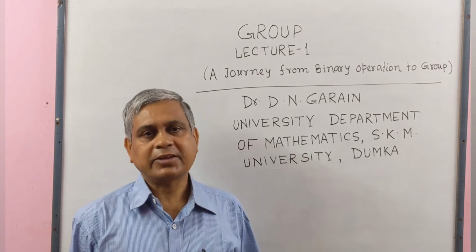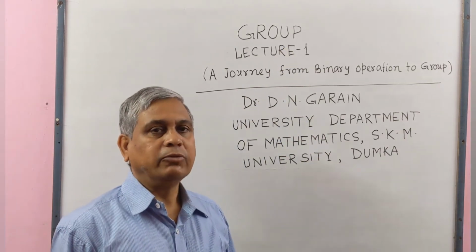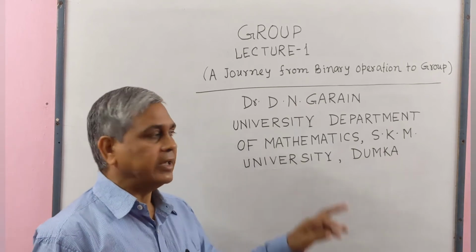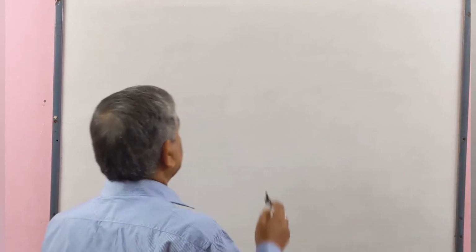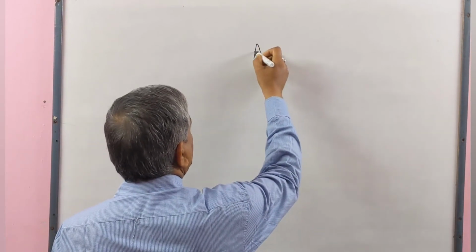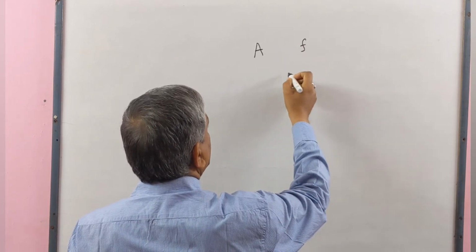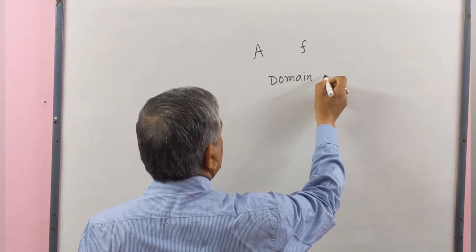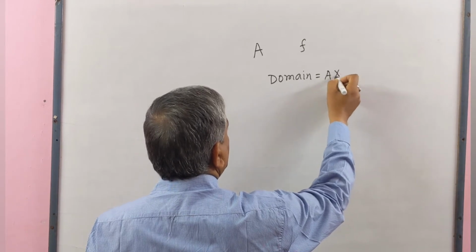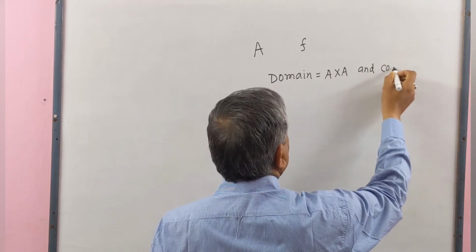Today I will deliver lecture on group, lecture number 1, in which I will discuss a journey from binary operation to group. We know that the binary operation on a set A is a mapping F whose domain is A cross A and codomain is A.